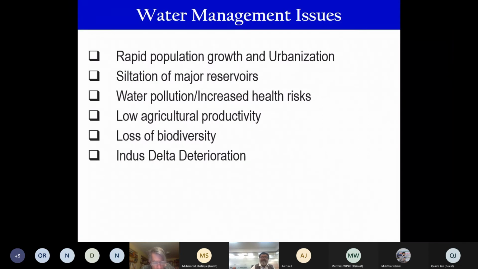We have rapid population growth and a lot of urbanization because of water; the rural population is moving towards livelihoods in the urban cities. Siltation of major reservoirs: because of sediment deposits, the capacity of the reservoirs is reducing. Because of untreated wastewater discharges, water is really polluted and poses a lot of health risks. Agricultural productivity in Pakistan is very low compared to neighboring countries and developed countries. There is loss of biodiversity as well as Indus Delta deterioration. So these are our major issues.